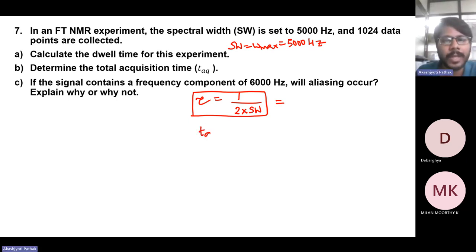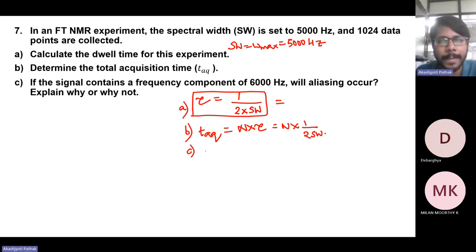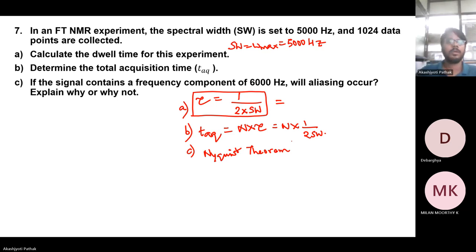For the second part, you can apply this formula: T acquisition is equal to n into tau, that is, n into 1 by 2 times the spectral width. And for the third part, you have to apply the concept of the Nyquist theorem. Okay, try to solve this question. I'm giving you 2 to 3 minutes.